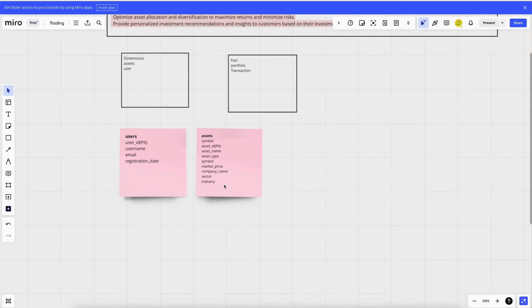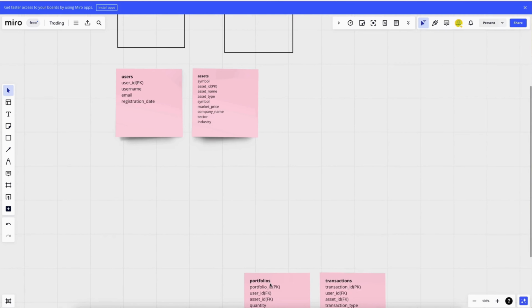So these are dimension tables, and when coming to the fact table, let's start with portfolio. So this portfolio will be at the user level. A user can have a personalized portfolio where it will have all the assets that user purchased, and what is the quantity of each asset, and what is the purchase date, and what can be the purchase price. So that kind of information can be available in the portfolio table.